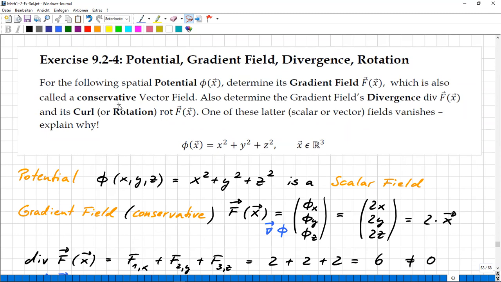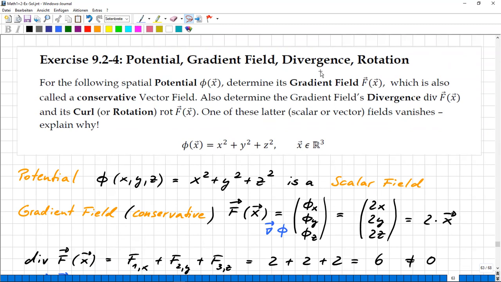So now we want to know what is the divergence of this vector field. I forgot to say that divergence and rotation are the two first order differential operations that can always be applied to vector fields, not to potentials, so not to scalar fields, while gradient is always applied to a scalar field only.